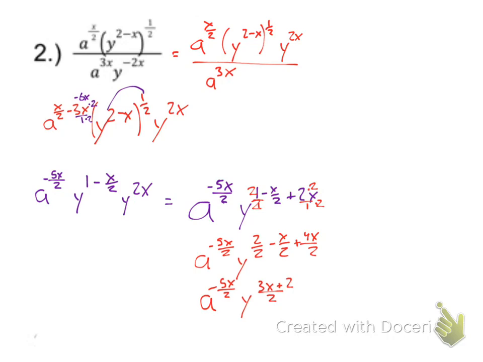The last thing you need to do with this problem is send the a to the basement. So you get y to the 3x plus 2 all over 2, over a to the 5x over 2. Notice that the negative disappeared, yeah? Done.